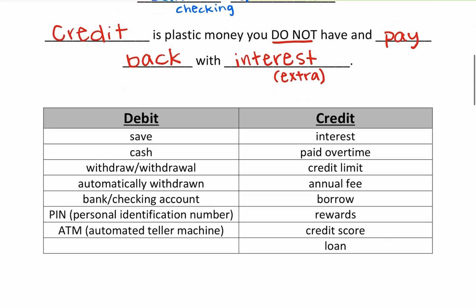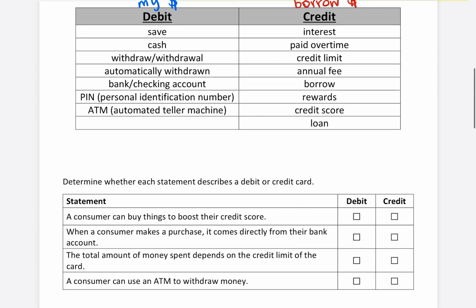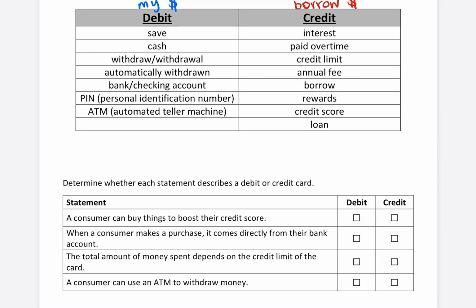All right, and then here we have some vocab words that mean debit and some vocab words that mean credit. And I also want you to go ahead and fill in debit, remember, is my money, and credit is borrowed money, because if we are having to pay it back, it is borrowed money. Okay, and kind of look through those, and any of those words on either side, you can see those in word problems, and that would mean debit versus credit. All right, so we can also use those to help us solve this problem down here.